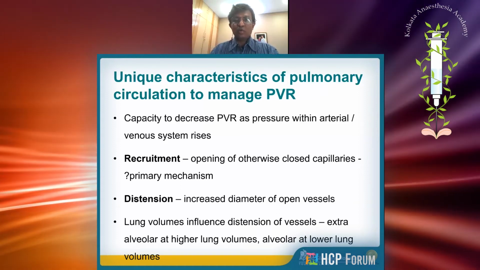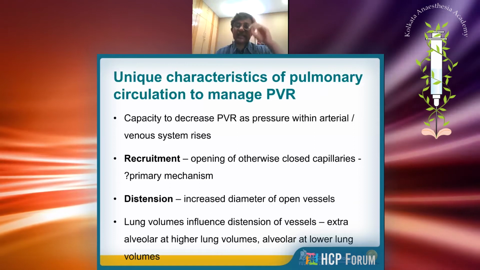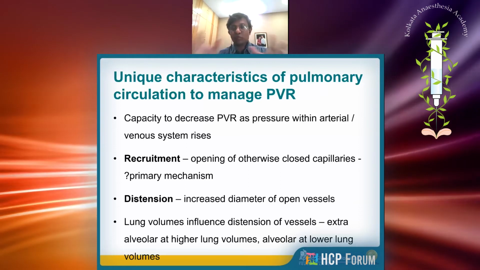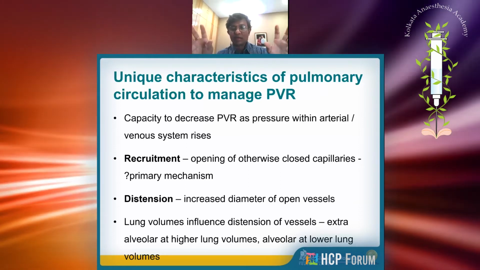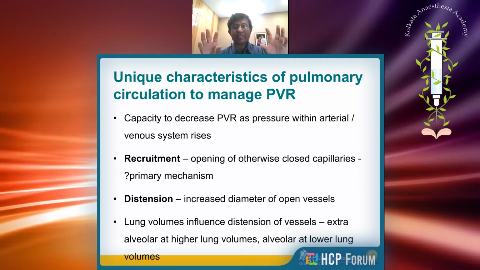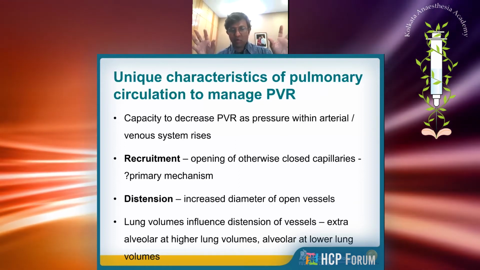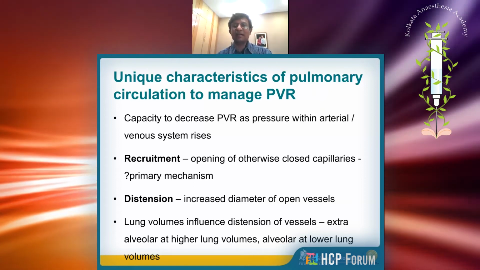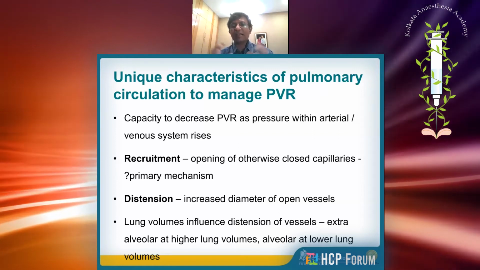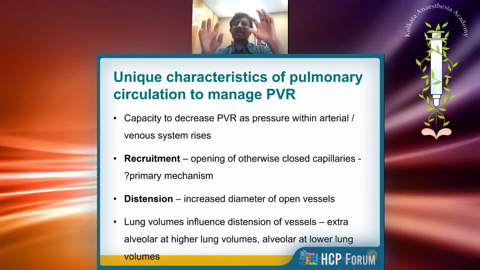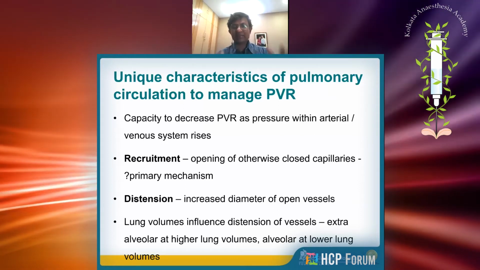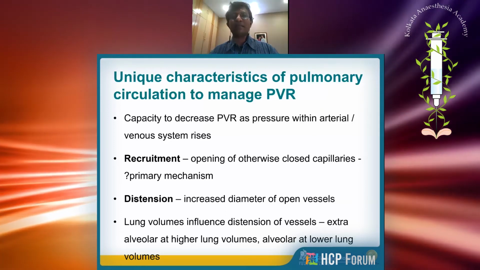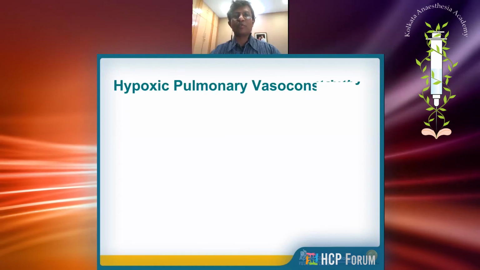Lung volumes do influence the distension of vessels, and this is one of the first things that we discussed during the changes in FRC and also when we were discussing the changes between the total lung capacity and the residual volume. The extra alveolar vessels are more open at higher lung volumes, and so that ultimately decreases the PVR, and the alveolar vessels at lower lung volumes remain stretched and have a part in decreasing the total pulmonary vascular resistance. So this is how the pulmonary circuit manages the extra amount of flow.